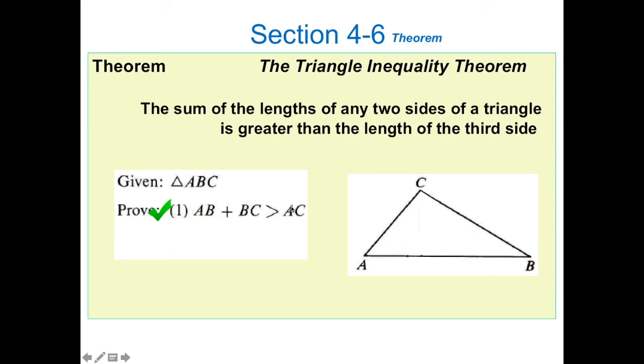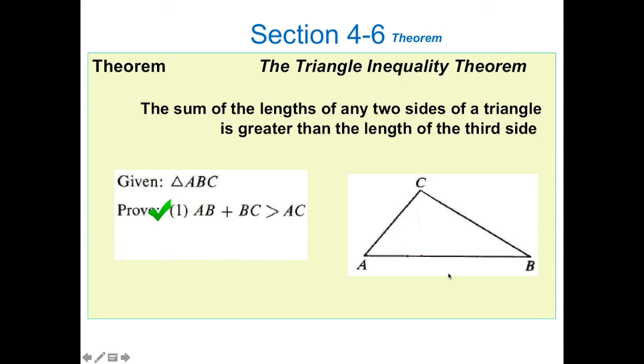So because AB is larger than AC, this would actually be a property of proportions here. AB is larger than AC by itself. So AB plus BC, we would know from a property of inequalities, that this is a true statement, okay? What did our theorem say? So is our theorem proved all of a sudden?